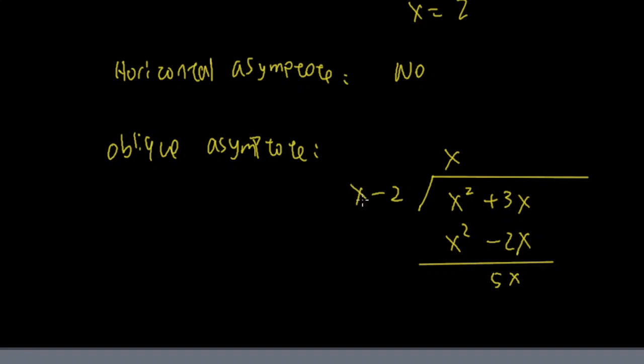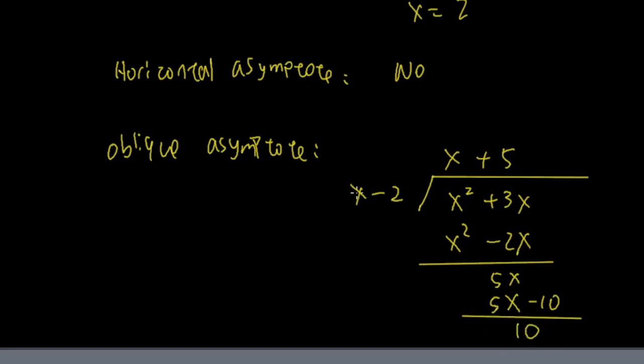Now, times 5, right? x times 5 is 5x. Negative 2 times 5 is negative 10. Now, 5x minus 5x is 0. 0 minus negative 10 is 10.